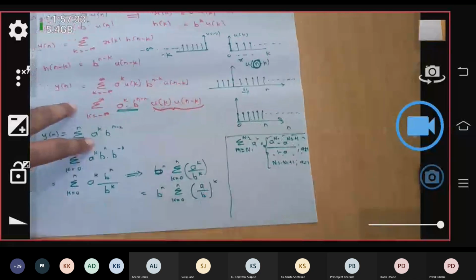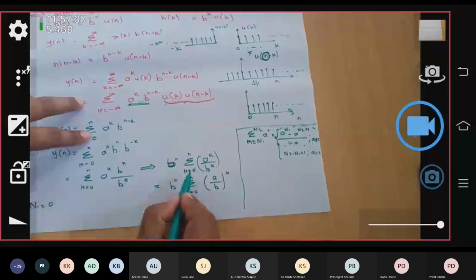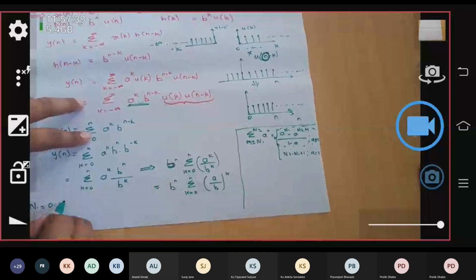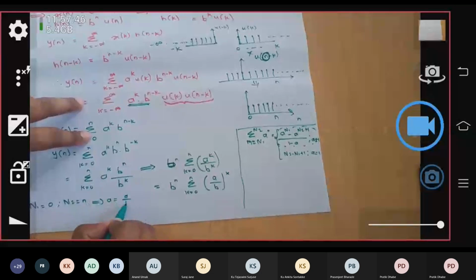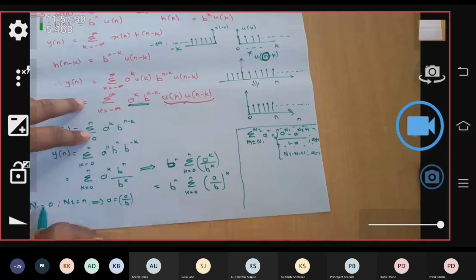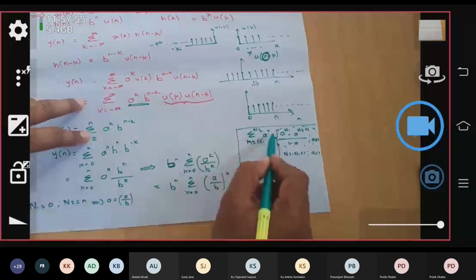Okay, so here in place of a you have a by b. So I will write n1 is equal to 0 in this case. You can see n1 is equal to 0, n2 is equal to n, and a is equal to a by b. Okay, so substituting this n1, n2 and a in this particular standard equation, what do you get?